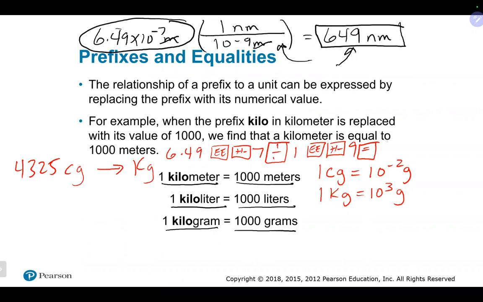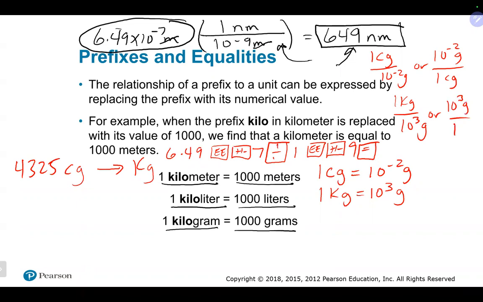In each of these cases, we could write two conversion factors. We could say 1 centigram over 10 to the minus 2 grams, or 10 to the minus 2 grams over 1 centigram. We also could do 1 kilogram over 10 to the 3 grams, or 10 to the 3 grams over 1 kilogram. So each of these equalities generated two conversion factors that we could use. We obviously are not going to use them all, just the ones that we need in this case.